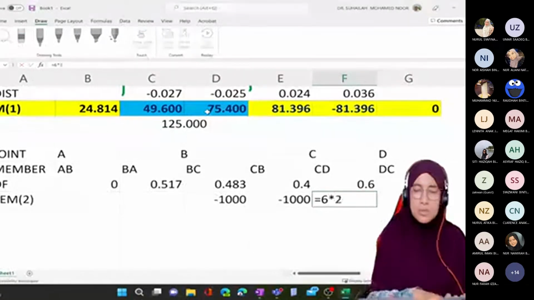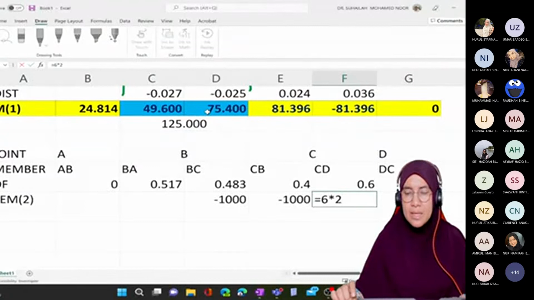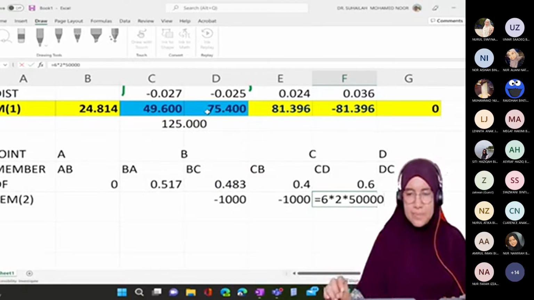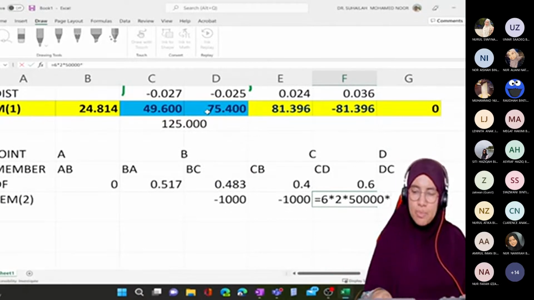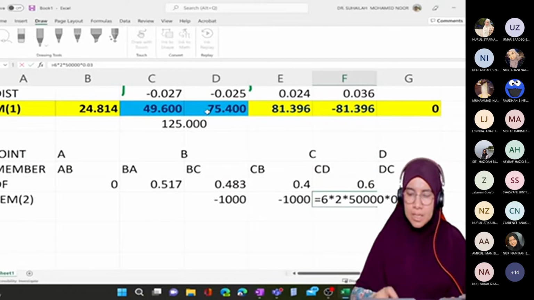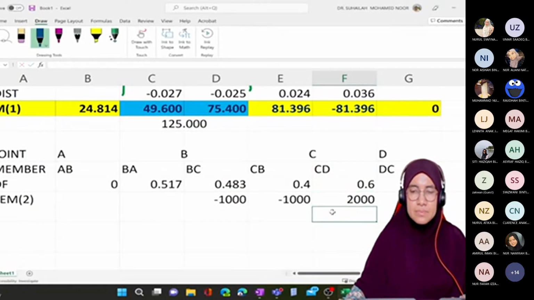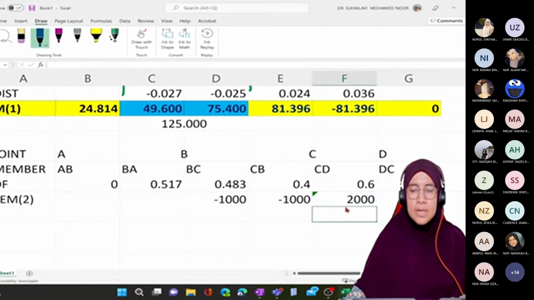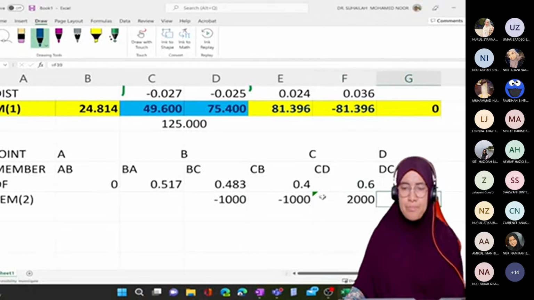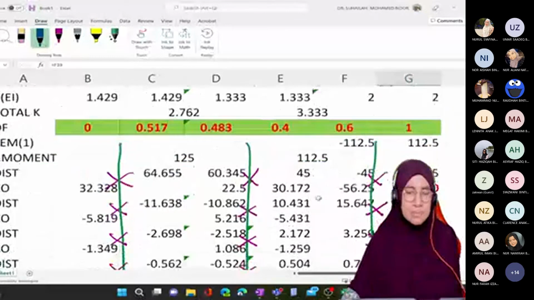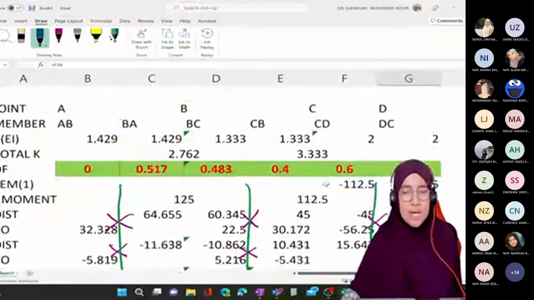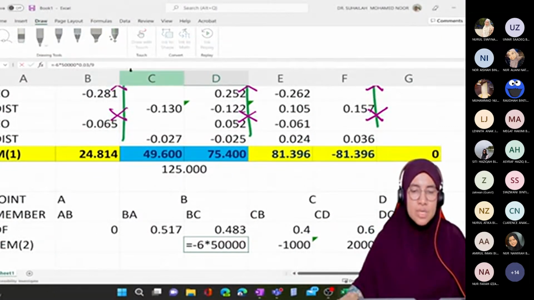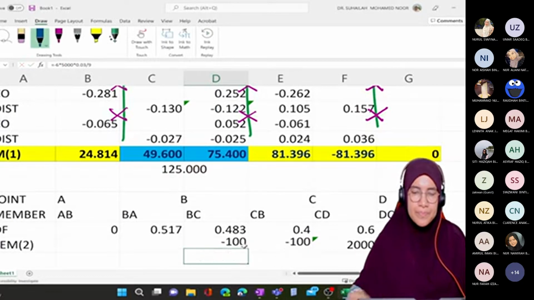Times 2, 6 EI, 6 EI times 50,000 times 0.03 divided by, okay, so this is the FEM. It's a bit small, earlier it was only 100, so let's change it. Let's change the 50,000 to 5,000. Okay, I want to change this to 5,000 only.